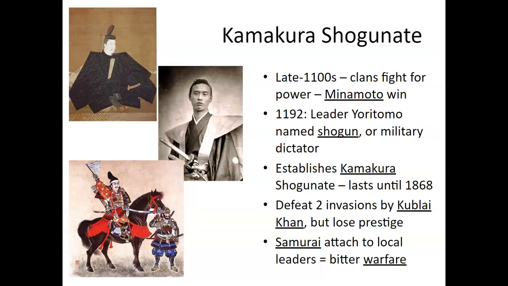Now, the Kamakura shogunate is going to be in power in Japan when Kublai Khan and the Mongols try to invade, and they defeat them, more because of luck, because of weather, which is where the idea of kamikaze is going to come from, the divine wind that damages the Mongol fleet. But ultimately, the Kamakura shogunate is going to lose prestige over the years, and the samurai are going to be attached to the local leaders, like we talked about in the last slide, and you're still going to have bitter warfare that's going to take place between the various clans.